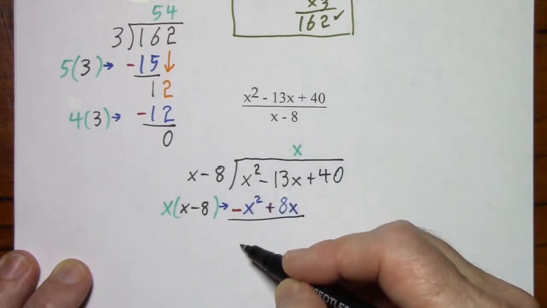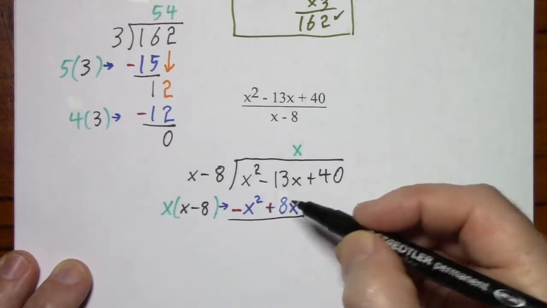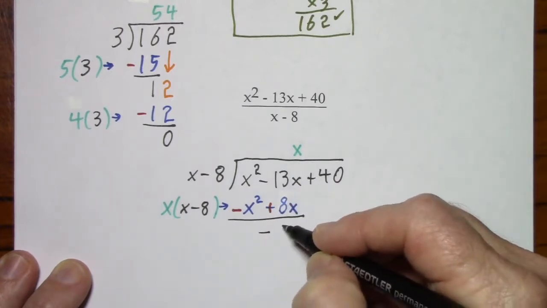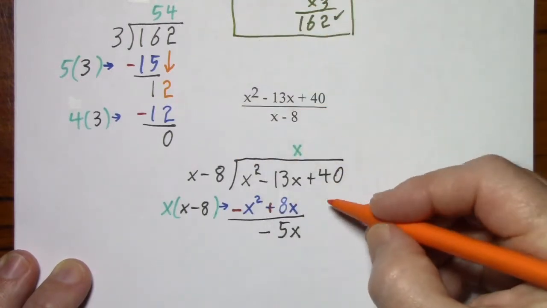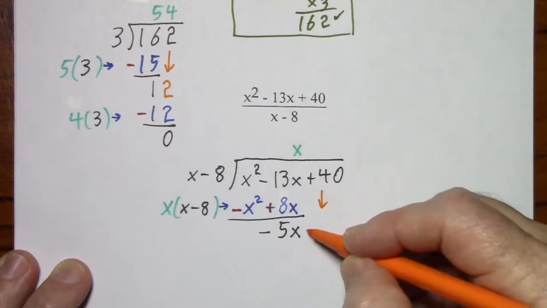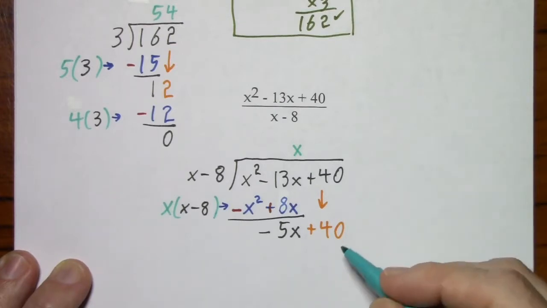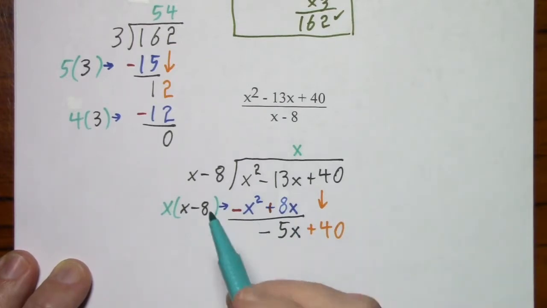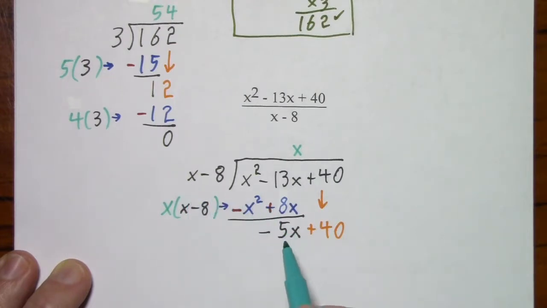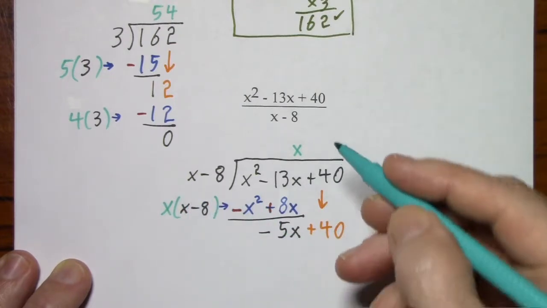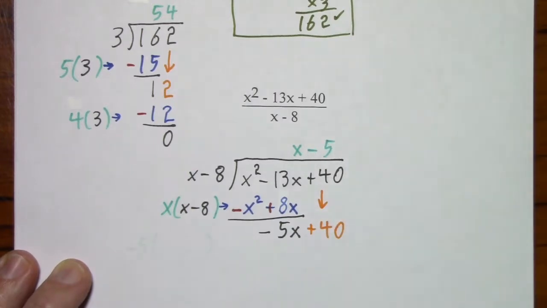x squared minus x squared is a 0. You don't have to write it. Over here, signs are different. You subtract, keep the sign of the larger. And just like up here, you bring down your next term. Now you repeat the process, focusing on just the first term. How many times does x go into a negative 5x? Negative 5 times.